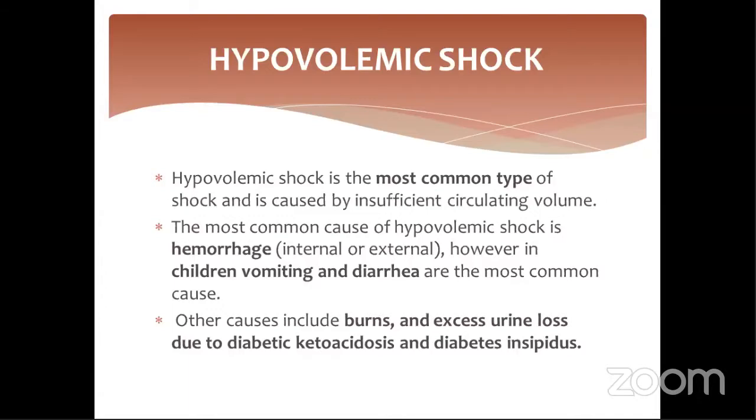So we will see what hypovolemic shock is. Hypovolemic is the most common type, and it means a decrease in the volume of blood. It is caused by insufficient circulating volume. The most common cause of hypovolemic shock is hemorrhage. When fluid decreases, in children vomiting or diarrhea is the most common cause, and other causes are burns, excessive urine loss, diabetic ketoacidosis, and other diabetic complications.